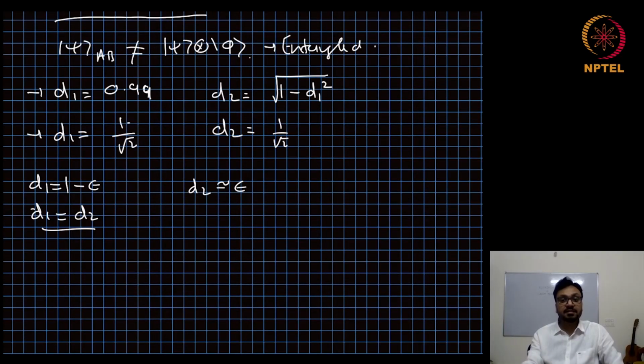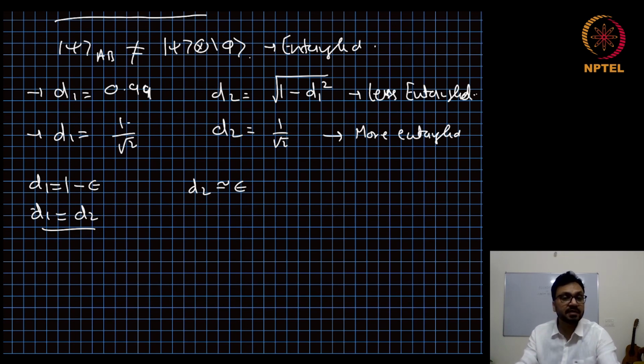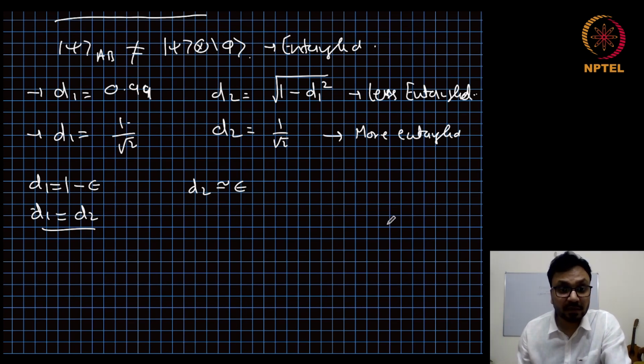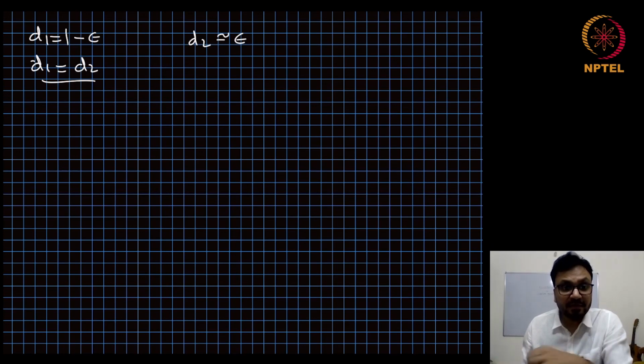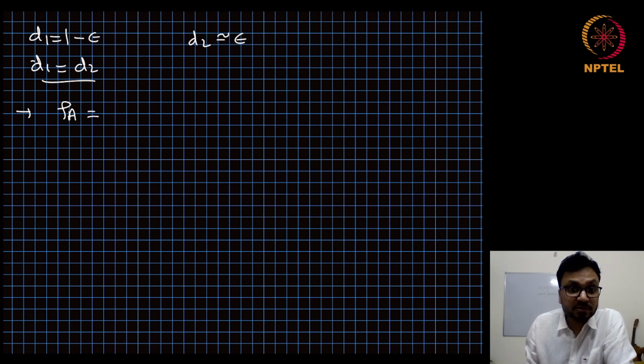From this argument, we can say that this second state, where d1 is equal to d2, is more entangled than the first state. But till now we are only using arguments to understand how to quantify entanglement, or how to measure it.